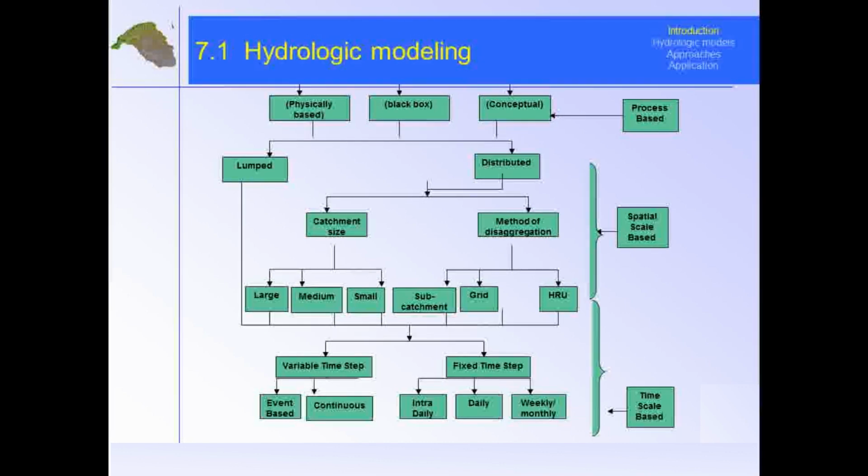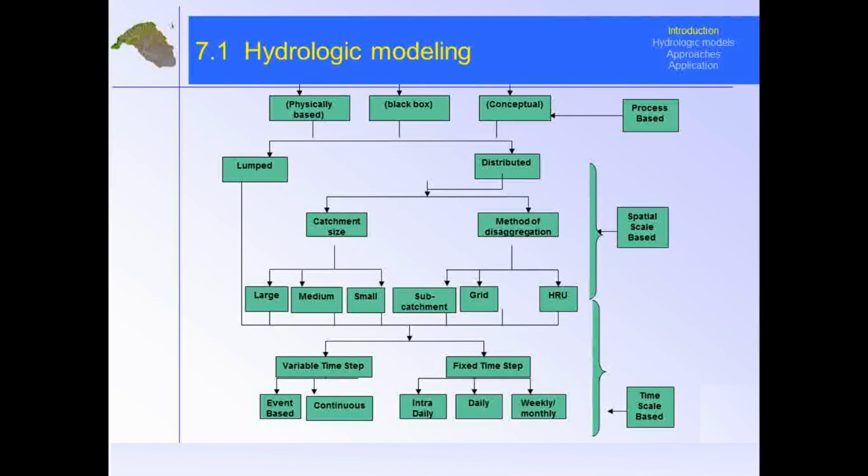You may also classify models on the basis of the spatial scale, lumped or distributed. When the whole process is averaged at catchment scale, then we call it lumped model. Whereas in distributed model, you may represent process at sub-catchment scale, a little bit distributed, or you may have a very fine disaggregation scale, like on grid scale, or somewhere in between at HRU, hydrologic response unit. For example, ArcSWAT is distributed on the base of hydrologic response unit. Whereas MIKE SHE, it works on the base of grid scale. HMS on the base of subcatchment scale.